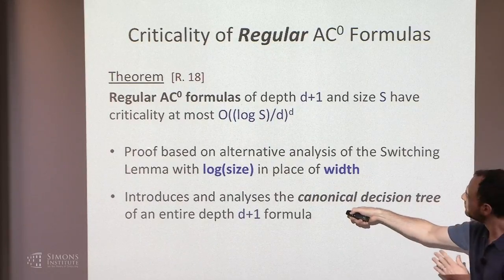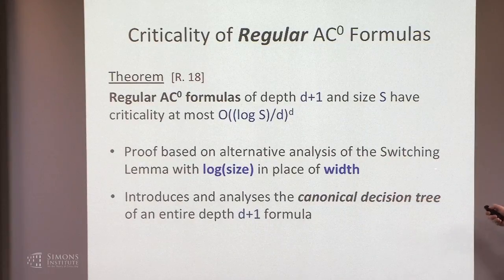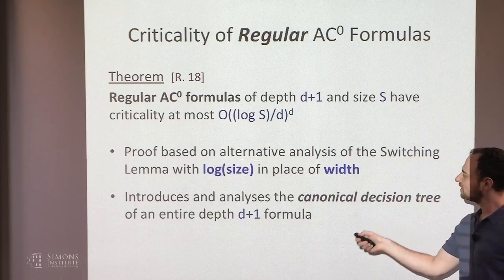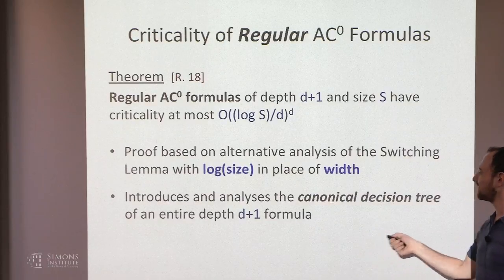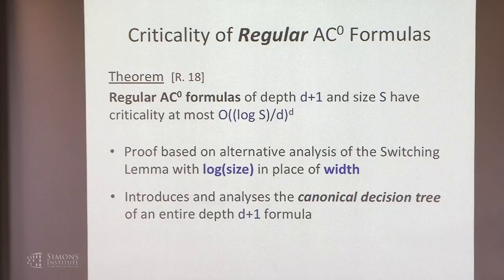So, right, as I said, the proof's based on this analysis of switching lemma with log size in place of width. And the big advantage here, this allows a different style of induction, and in particular, you don't have this accumulation of failure probability, failure events, because there's no width involved. And another interesting feature of the proof is it introduces and analyzes a canonical decision tree associated with an entire depth d formula instead of just a depth 2 formula. Okay, I mean it's a sort of horrible mess to say exactly what this is, but right.